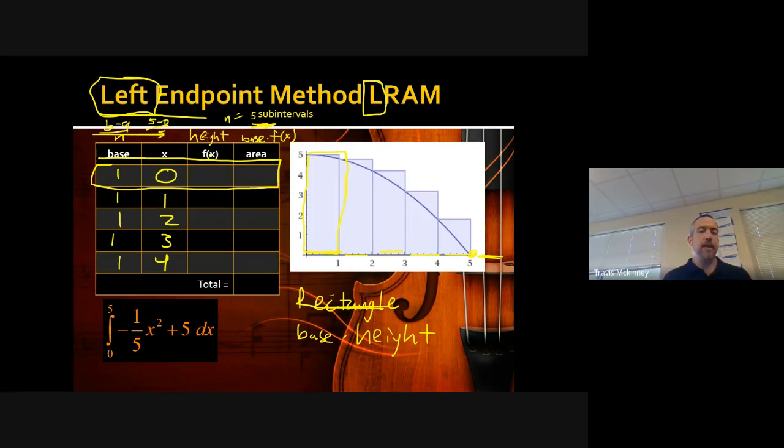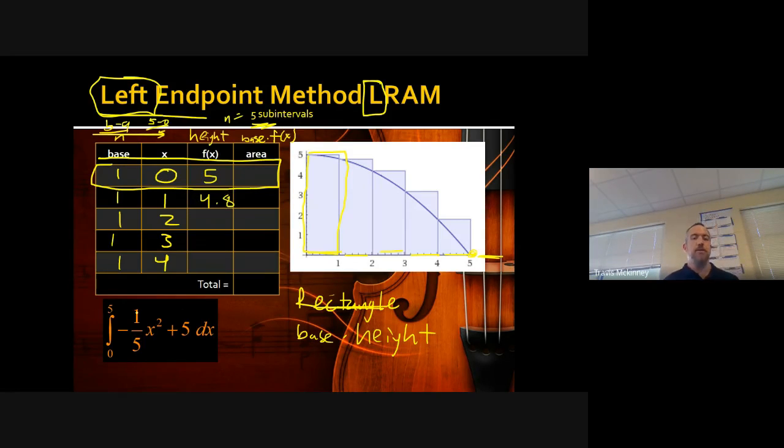Now, to figure out f of x, if you were doing it by hand, you would plug in 0 and figure out what that equation is. Negative 1/5 times 0 squared plus 5 is 5. And then negative 1/5 times 1 squared plus 5. And you can get your answer. I think it's going to be 4.8. Let me double check before I tell you guys incorrectly. Yeah, 4.8.